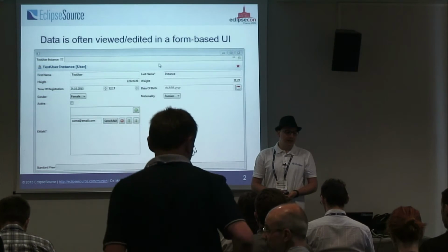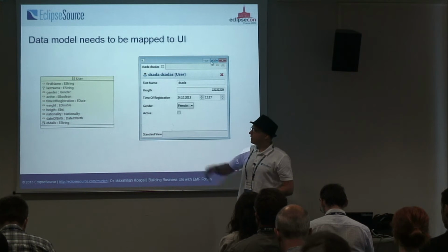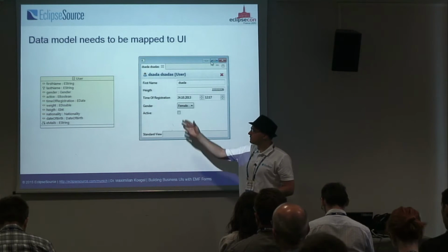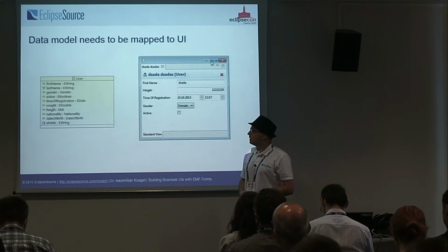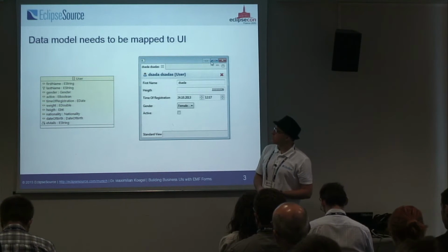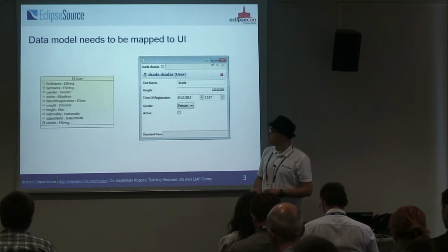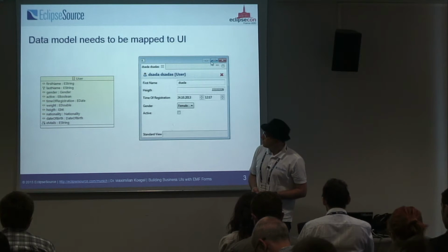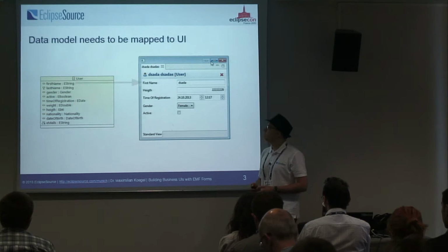So what you basically have is a data model. In my case this is a user, and the user has a number of properties such as a first name, which is a string, so each property has a type as well. It has a last name, which is also a string, but other properties with different types, like active, which is a Boolean, or an enumeration, which is, for example, nationality, or date. And what you want to do is map that to a UI.